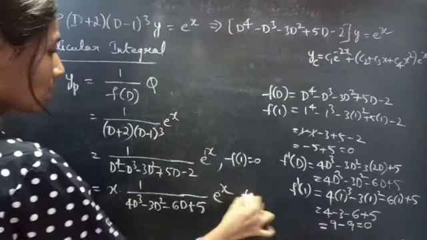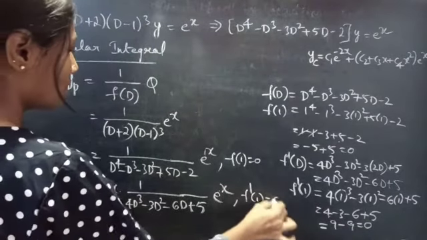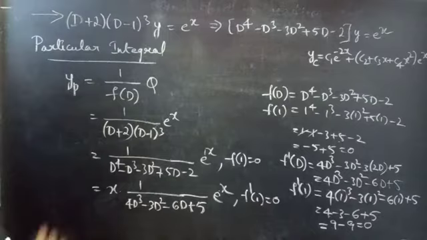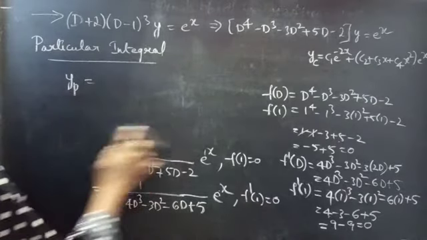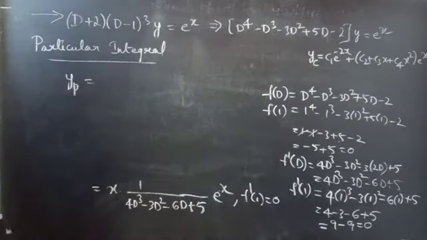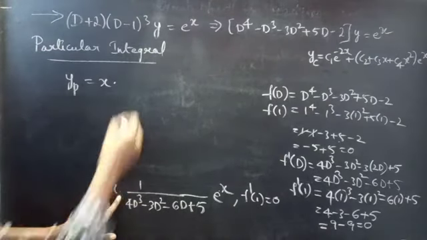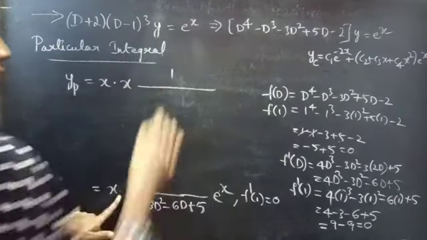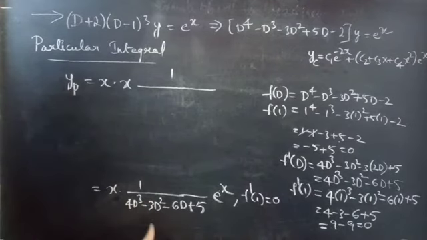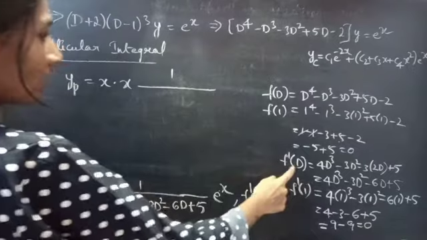Since f dash of 1 is equals to 0, so what we'll do? Already you're having 1x, write that x into, write 1 more x. Find the derivative of this, right? See here, we are having f dash of d.